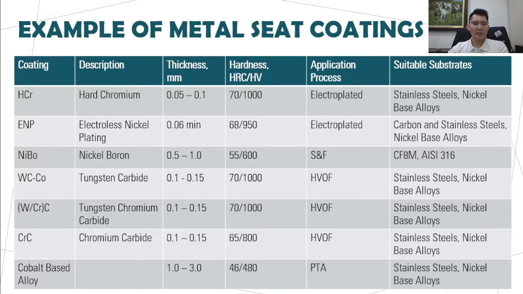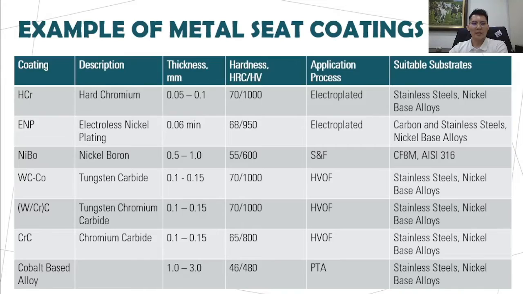The second one is ENP, electroless nickel plating, which is generally used as a substitute for hard chrome, and it can be at a lower cost because we can opt for carbon steel based material. It actually has greater corrosion resistance compared to hard chrome, but the pH value of the media still has to be less than 2, and it is not suitable for chloride content.